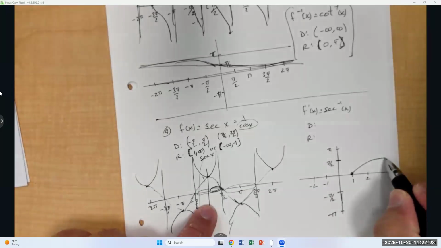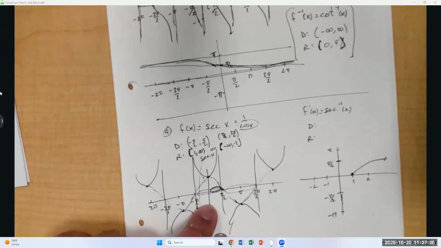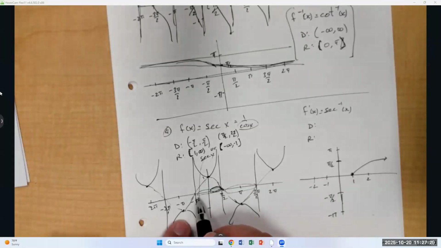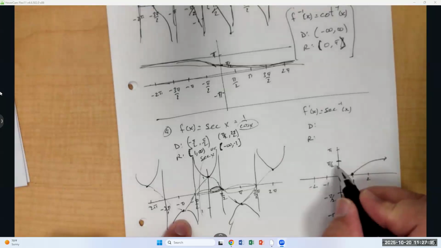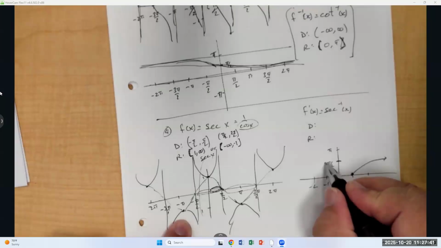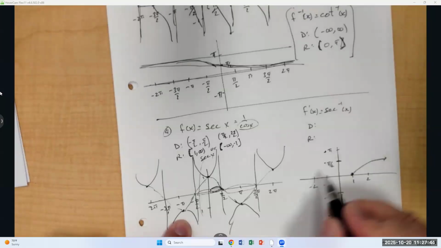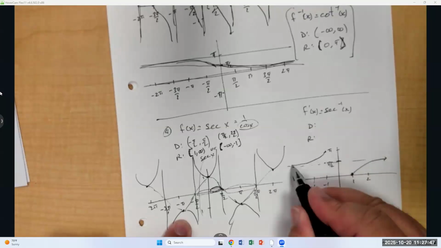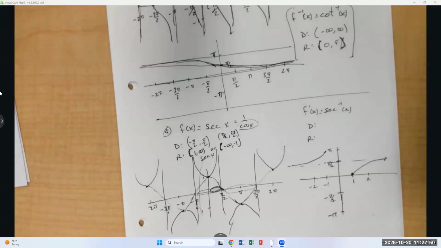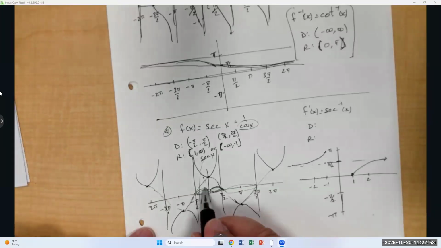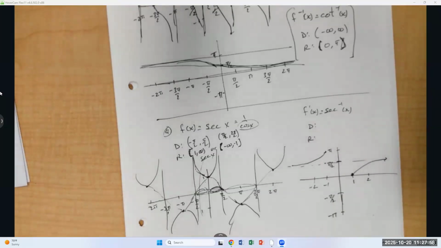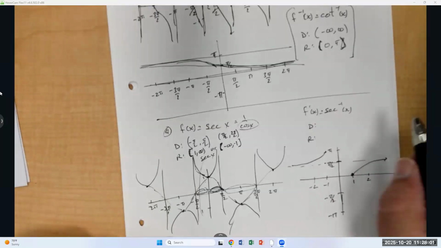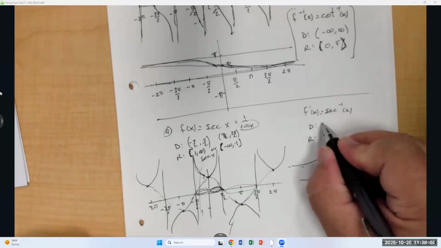So it goes like this. And the negative side, it's going from 1 to there, and here, that's the asymptote, because we're looking at both of these. It's decreasing here and it's increasing there. So that's our graph of our inverse secant function.